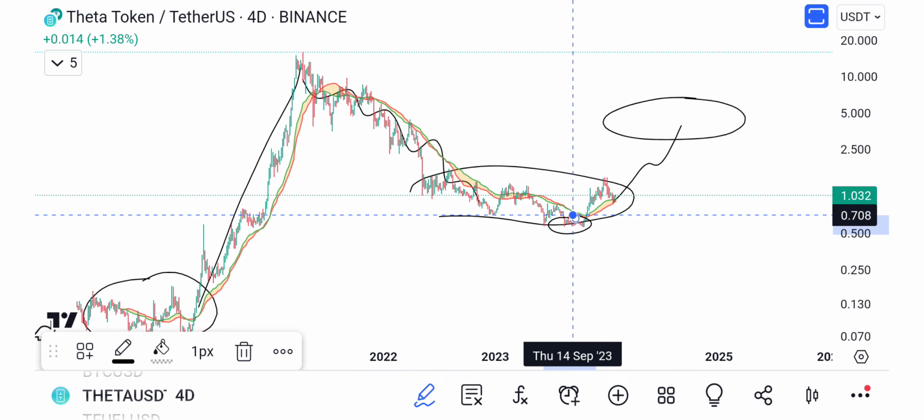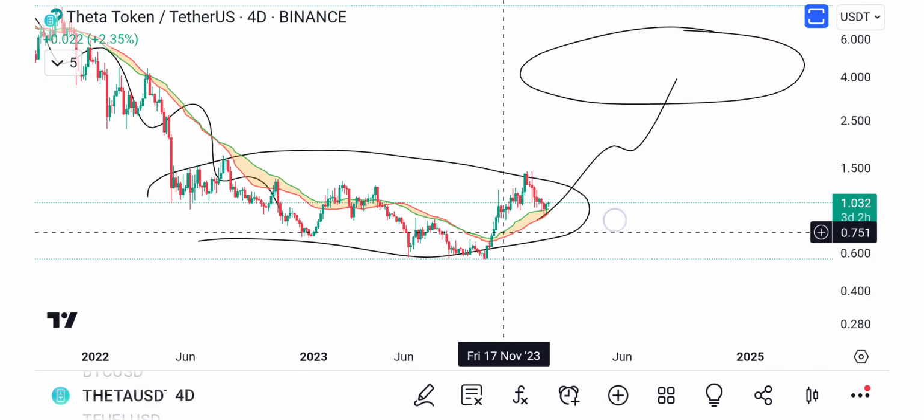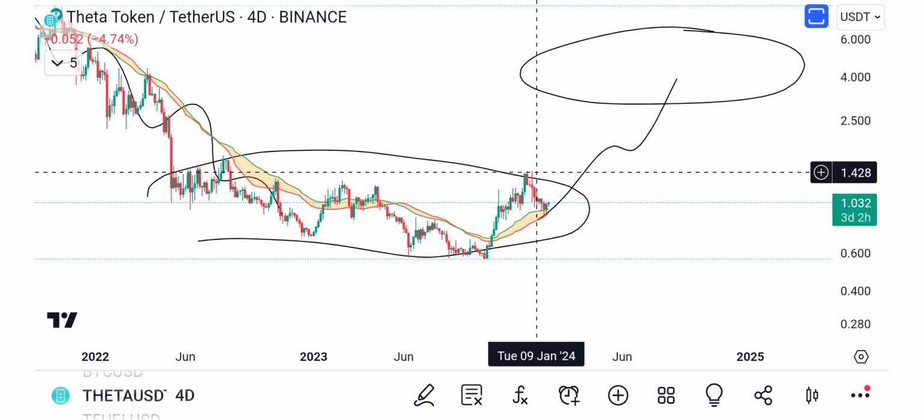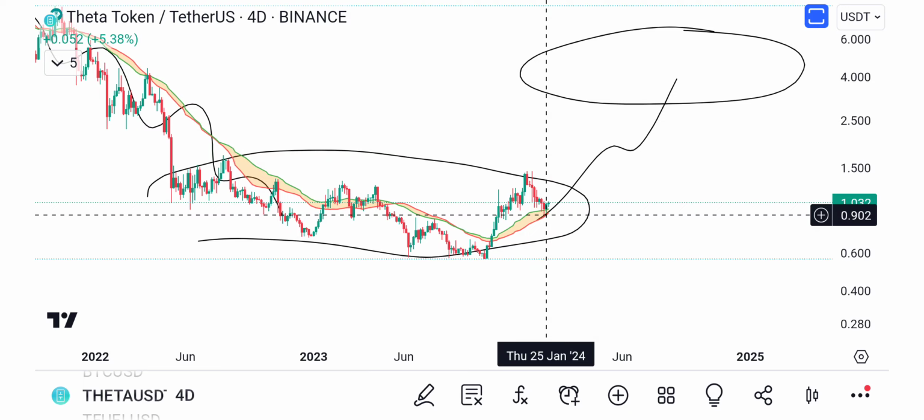Then you have a pump to the upside. You have an impulse to the upside. Not only that, you have a backtest of the bull market support band. So everything, the stars are lining up perfect. I couldn't ask for anything more perfect for the price of Theta. But the thing is, Bitcoin has to show up to the party, right? It has to show up to the party.